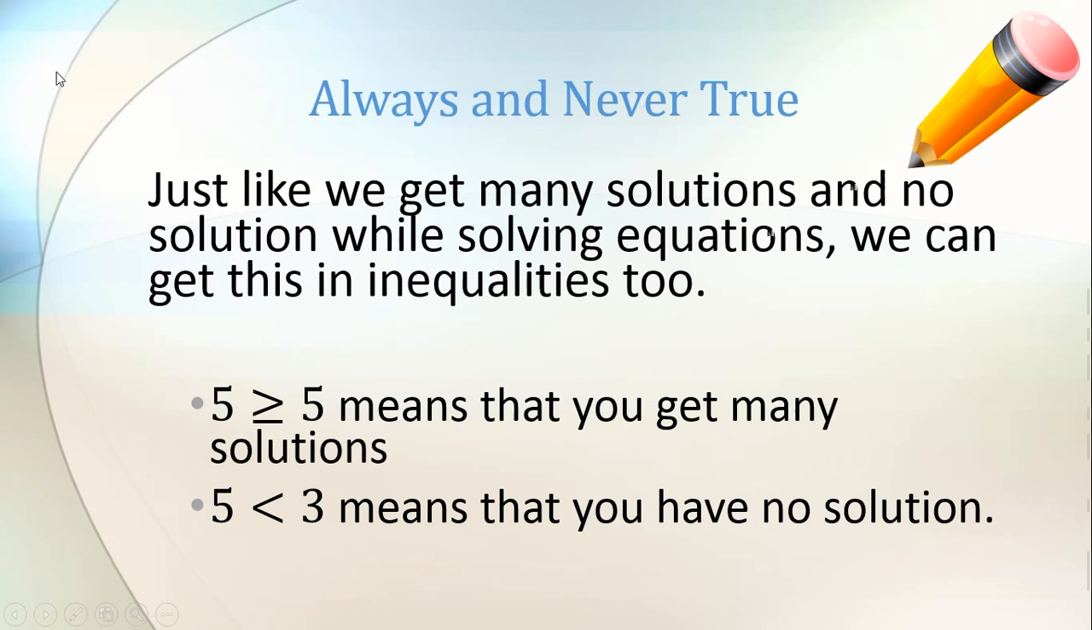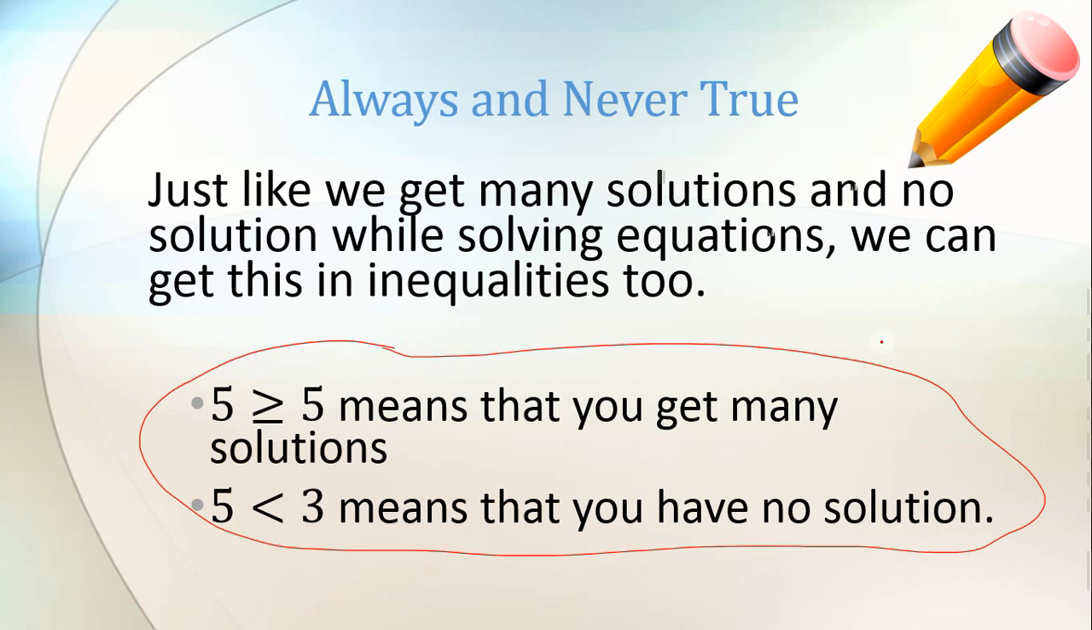So just like when we're solving equations, we can get many solutions and no solution too. Now, you do not need to write this top part out, but you do want to take this bottom part down right here. Make sure you write this part down. But that top part, again, you do not need to write that. So if you ever get 5 is greater than or equal to 5, or let's say 2 is greater than or equal to 2, this means that you get many solutions.